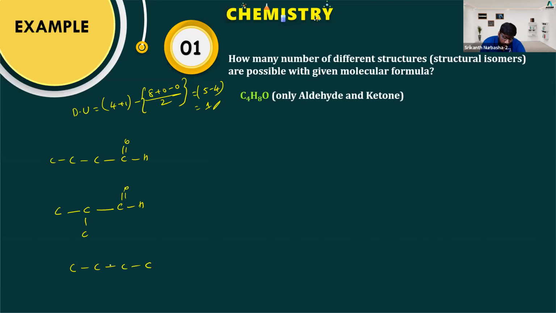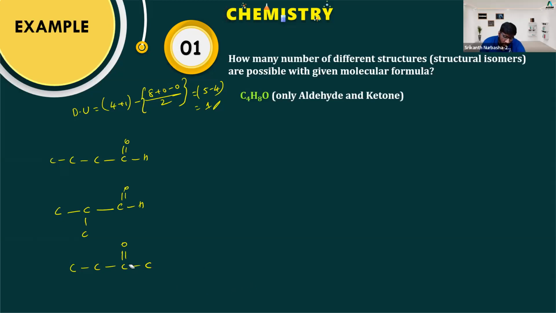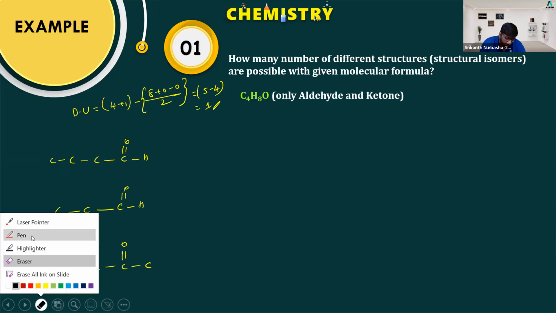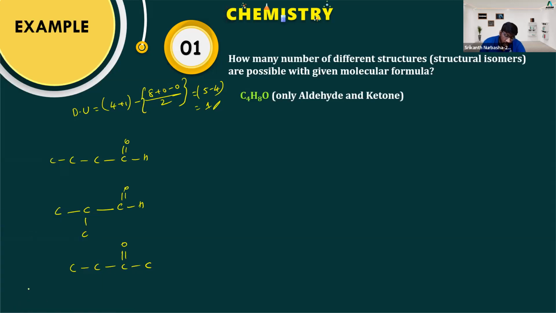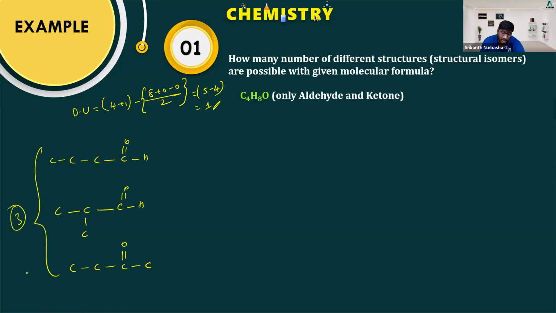What about ketone? Ketone means I can have 4 carbons. I can have substitution here, or I can also have substitution here. Are they distinct or same? Same, because on the second position or first position, you have the same substitution. You cannot have C double bond O at these terminals because that becomes aldehyde again. So how many obtained in total? 3. Okay, 3 isomers are there. That is 3 structural isomers are possible with the given molecular formula C4H8O if you try to look at only aldehydes and ketones.